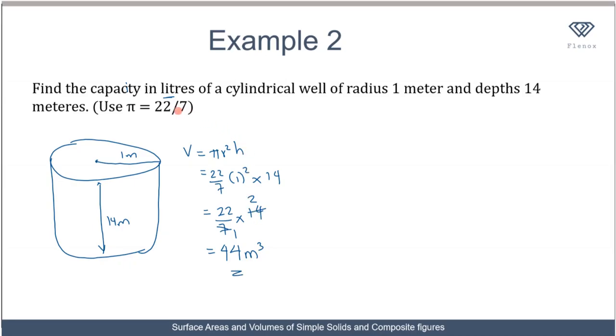But the question asked me to find the capacity in liters, so I have to convert 44 meter cubed to liters. You should know that 1 meter cubed is equal to 1000 liters, so therefore 44 meter cubed is going to be 44 times 1000 liters, and that would be equal to 44,000 liters. So the capacity of the well is 44,000 liters.